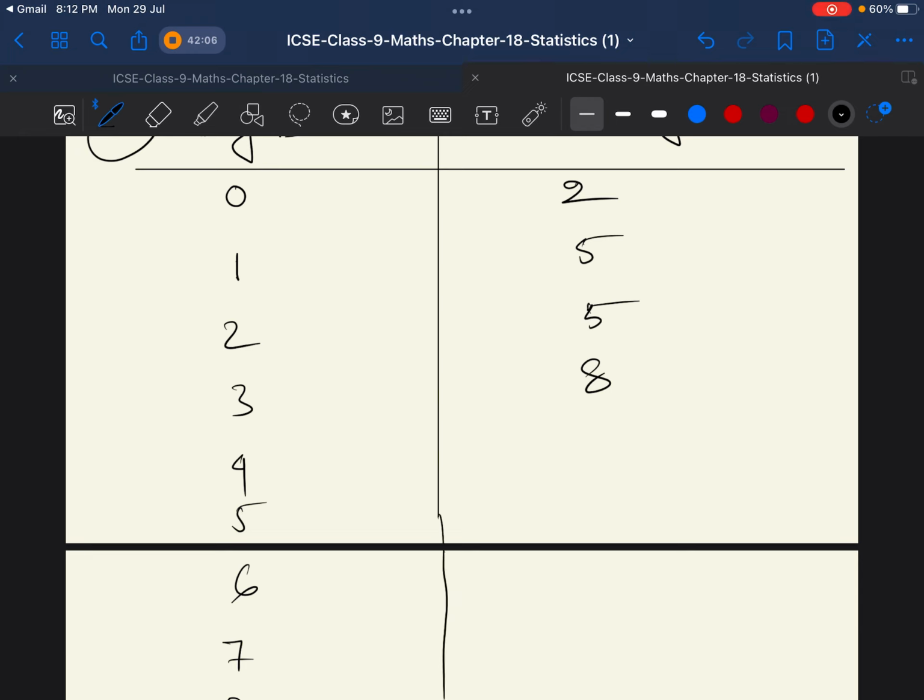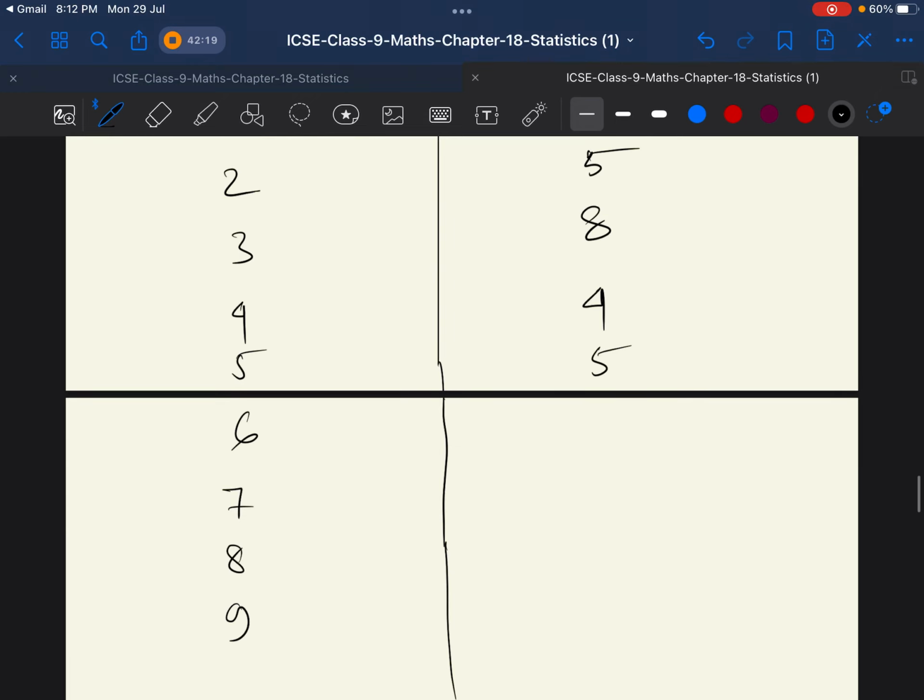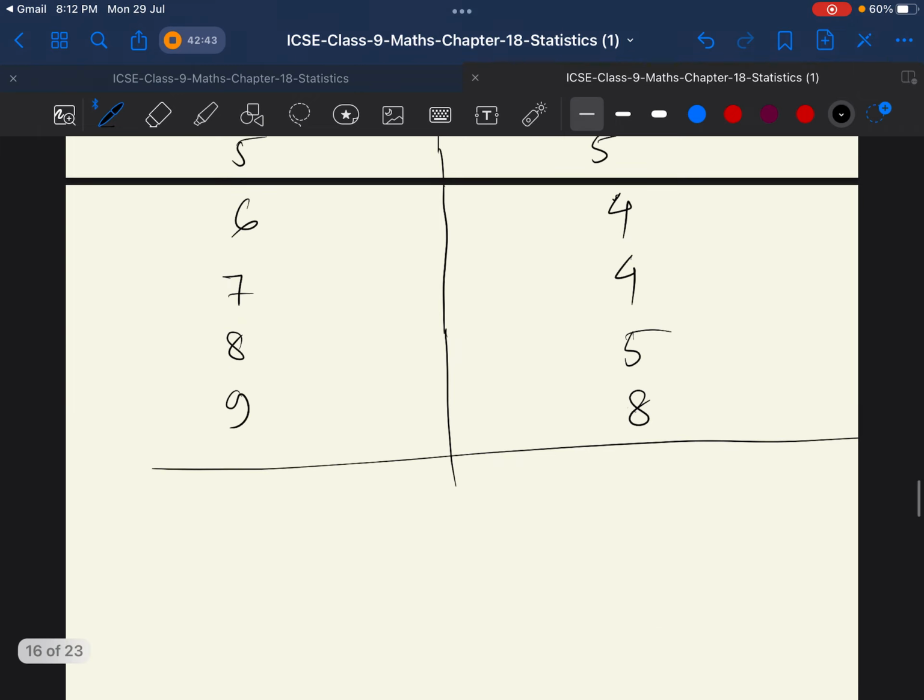4, 4 times. 5, 5 times. 6, 4 times. 7, 4 times. 8, 5 times. 9, 8 times.